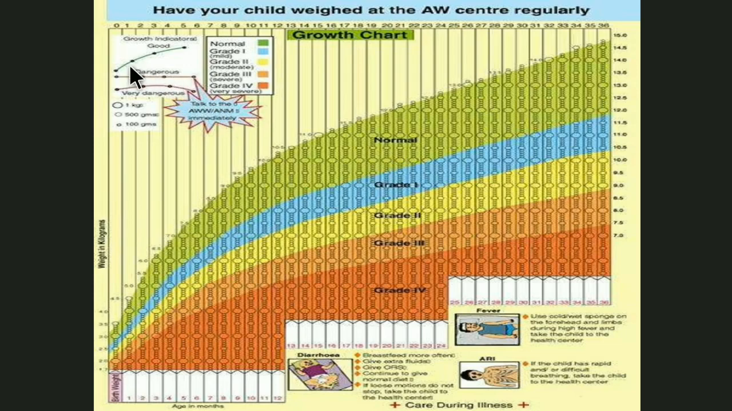Now another important thing is, if the growth line is going in an upward direction, it means it is good growth. If it is a flat line, that means it is a dangerous zone. And if it rises and then falls very suddenly, that means it is a very dangerous zone. So this is how the growth chart has been designed by the WHO.